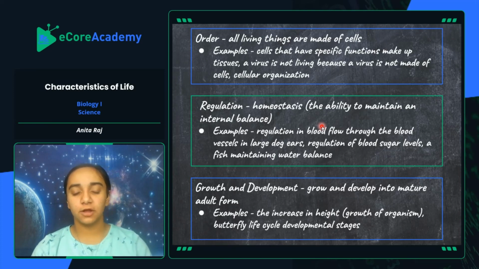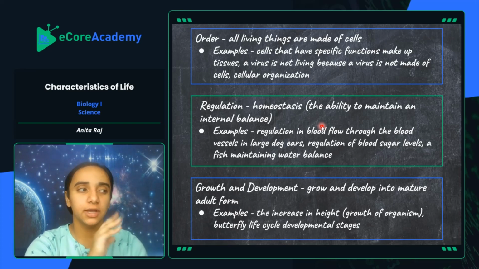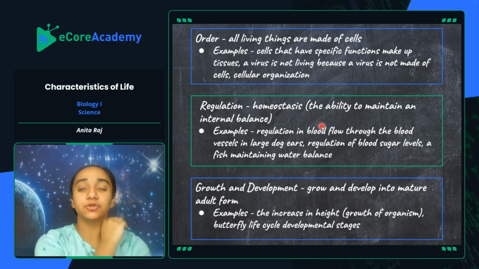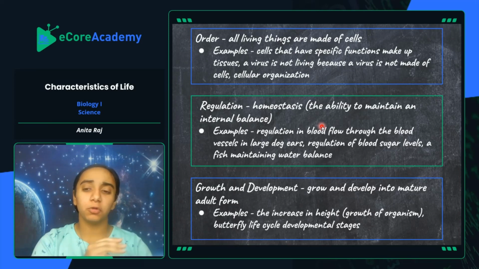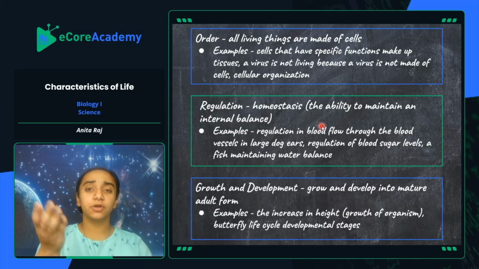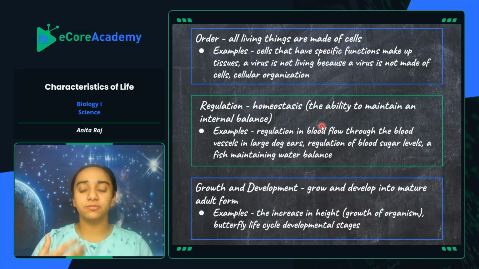Next, we have growth and development. So grow and develop into a mature adult form. I think this is pretty straightforward. Think of a rock. If you take a rock and you place it on your table, maybe a table or your nightstand in your bedroom, and 20 years from now you look at that rock, it hasn't changed at all. It hasn't grown or developed in any way. However, you, in those 20 years that rock was sitting on your desk, you've changed so much. You've grown and you've become a more mature adult.